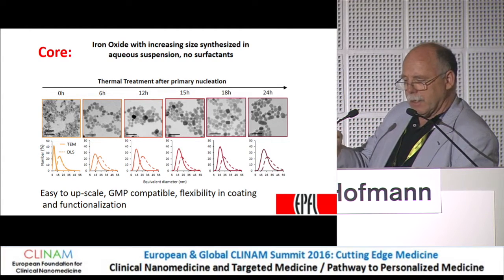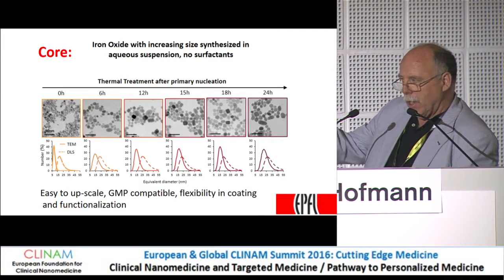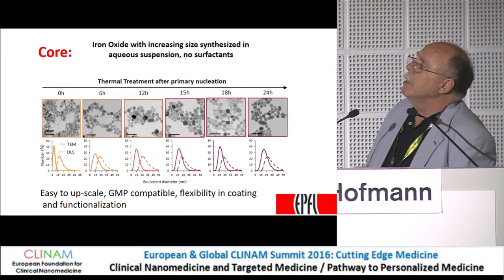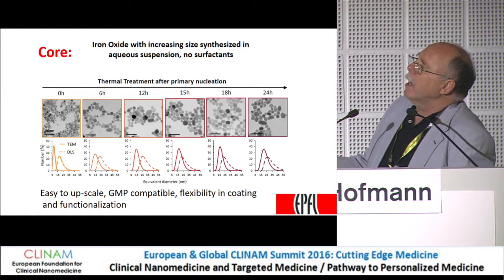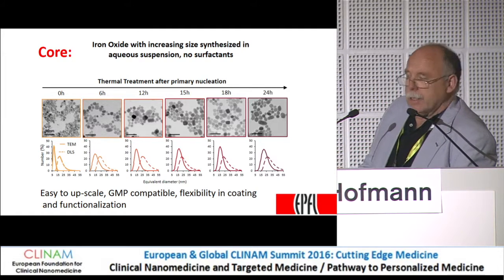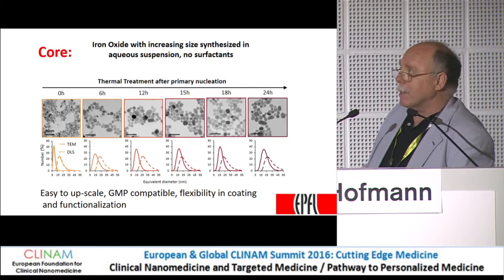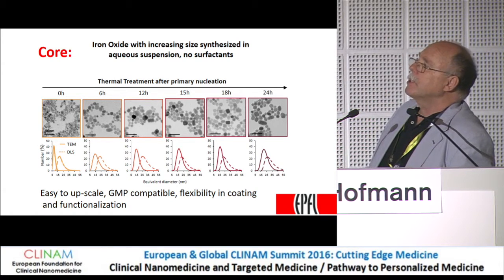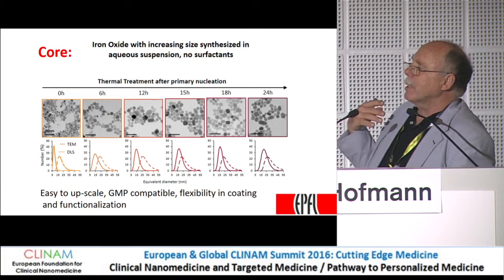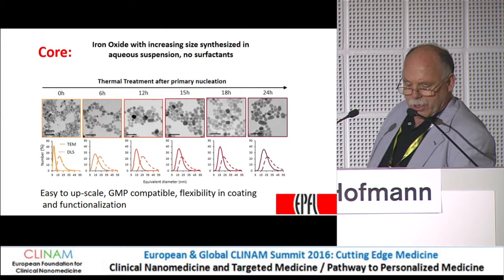Because we need particles which are more or less naked, then we can start to make a procedure for the coating and functionalization. So we have a process developed to get particles coming up from 6 nanometers up to, let me say, 20 nanometers. They are not so nicely shaped as normally in organic solvent, but they are absolutely scalable. We can upscale it. The process is GMP compatible. We have high flexibility in coating and functionalization.